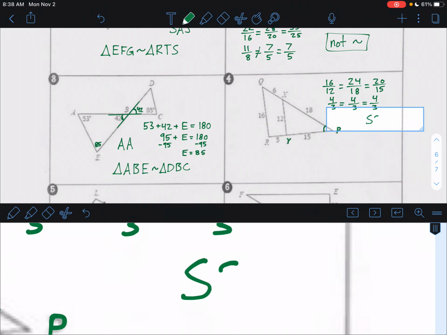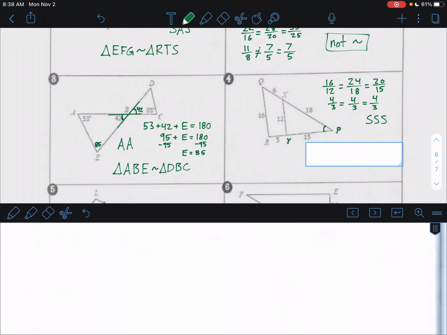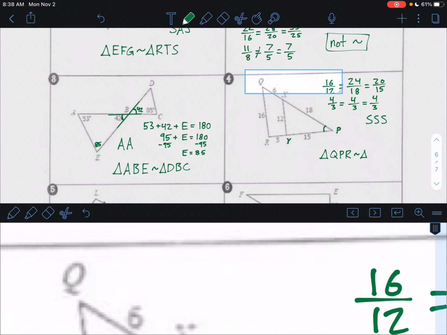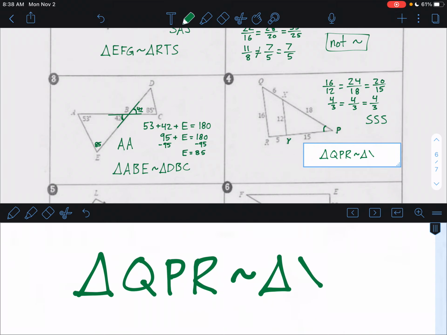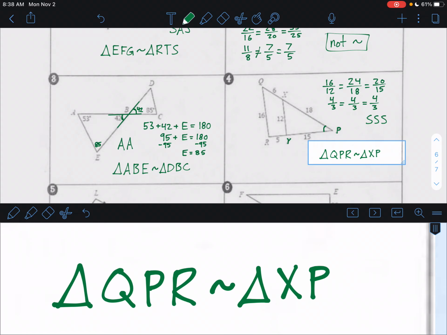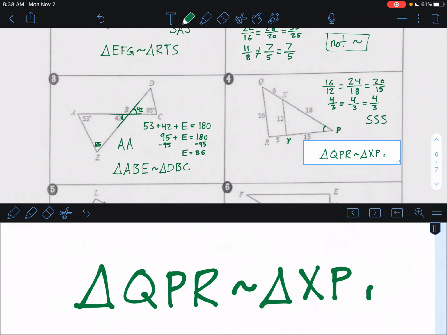Therefore, I'm able to use SSS, side, side, side, to say that these are similar triangles. So let's see. My triangle QPR is similar to triangle, let's see, Q and X are along the same side. And then P is congruent to P. And then R and Y are along the same side. So QPR is similar to XPY. Okay, side, side, side.